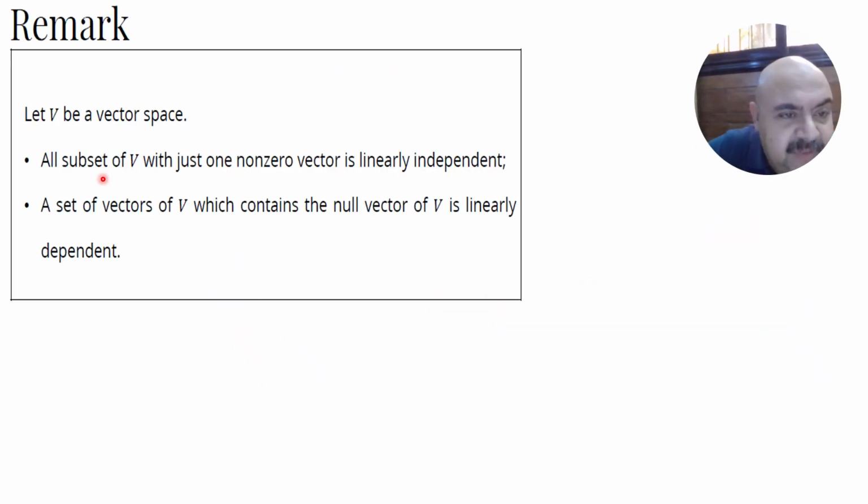Now, let V be a vector space. All subsets of V with just one non-zero vector are linearly independent. Any set of vectors of V which contains the null vector, any set which contains the null vector of V is linearly dependent.